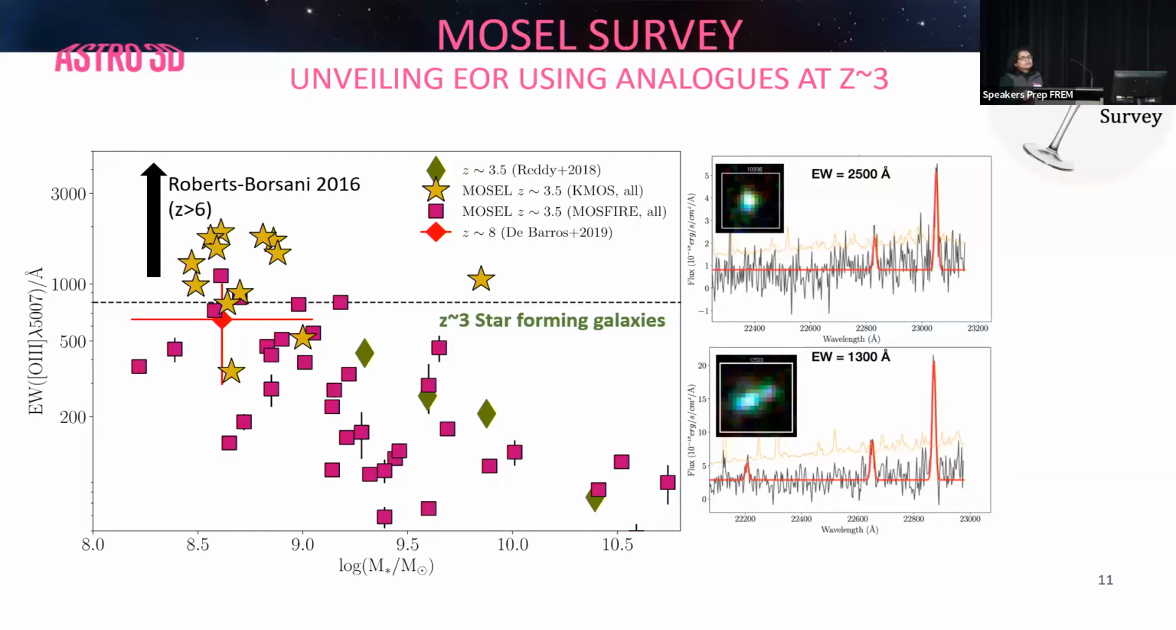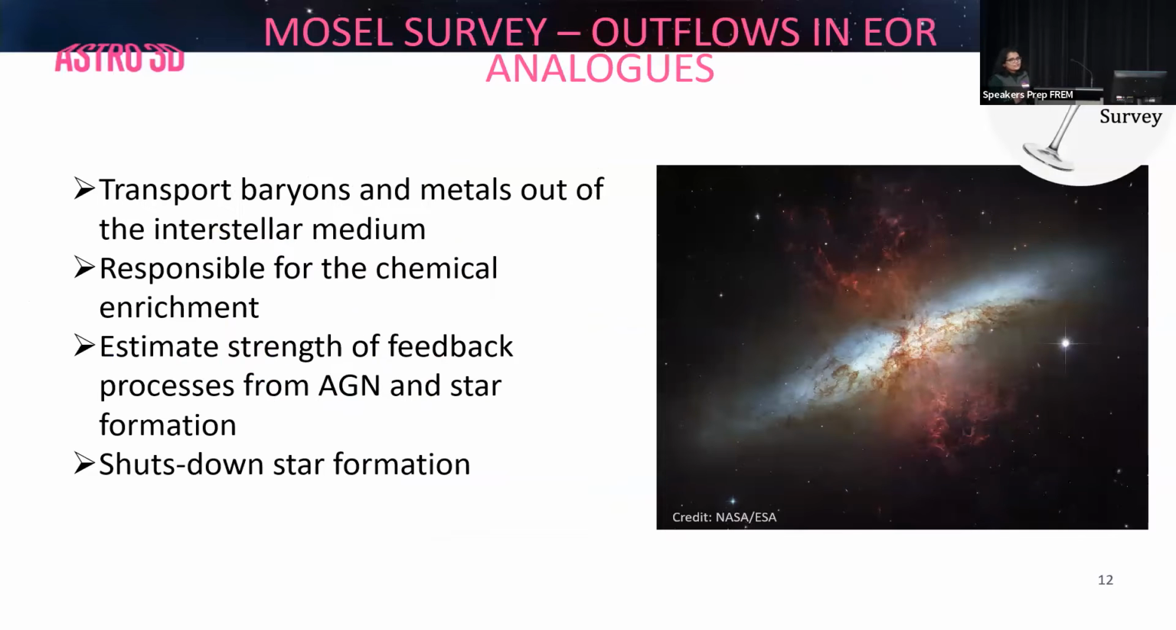What can we do? The thing that I was interested in is, do we see signs of outflows in these galaxies? Over the past 2 days, we have learned that outflows are really cool and they are really important for galaxy evolution. They regulate star formation, they transport metals out of the interstellar medium. And this is especially important for the early universe because we need to know how metals are transported out of the interstellar medium to understand how the early enrichment of the universe worked. Right. So can we detect outflows in these extreme emission line galaxies?